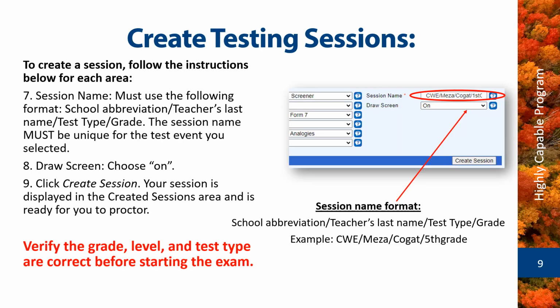The next step is creating the session name. Please use the following format: school abbreviation / teacher's last name / test type, which is CogAT screener / grade, which is 5th grade. I have also provided an example below.